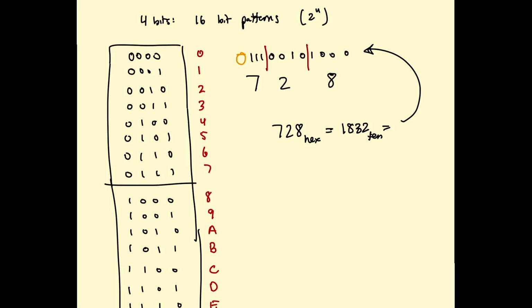All right, so let's double check that we've actually encoded this right. What is 7 times 256 plus 2 times 16 plus 8? Does it add up to 1832? It does. That's not crazy, that's just math, right?